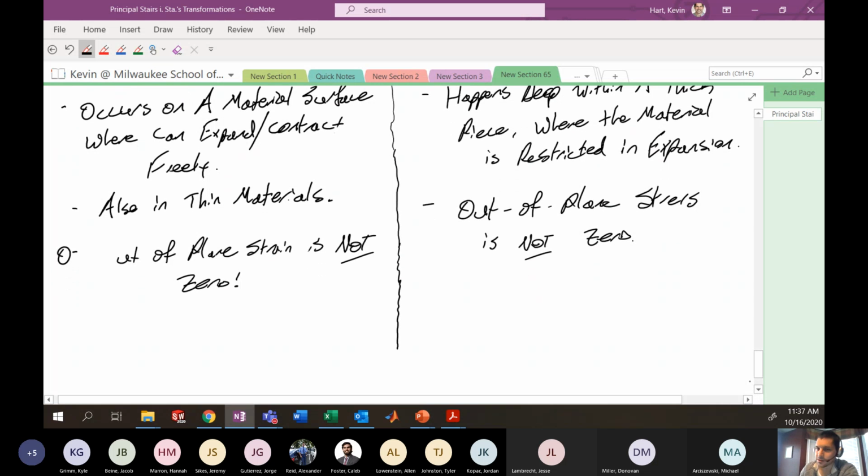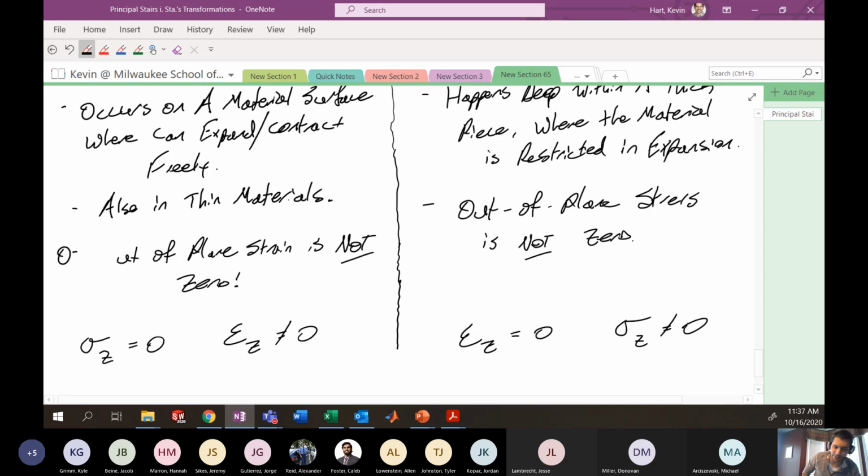Okay. So we might draw that in sort of equation form. Here, saying that in the plane stress condition, sigma z is equal to 0, but epsilon z is not equal to 0. In the plane strain conditions, we'd have something like epsilon z is equal to 0, no out of plane strain, but the stress in the z is not equal to 0. We have to have stress to stop the Poisson shrinking from occurring.